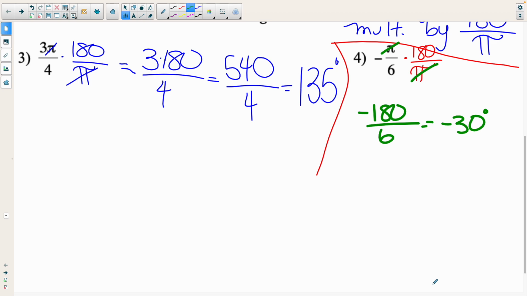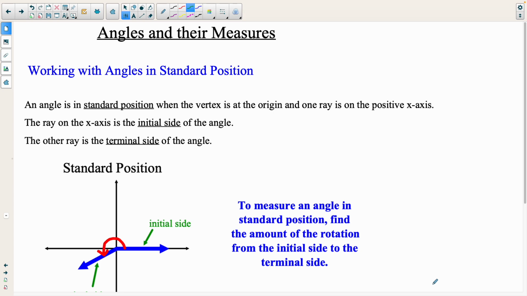The pi's again divide out to 1. That's why we can cross them out. And then negative 180 divided by 6 is just negative 30 degrees. Okay, so that's how we convert back and forth. That's something we'll use throughout the next few months. So that's one important piece. But again, you'll see more about how it relates when we get into the unit circle next cycle.